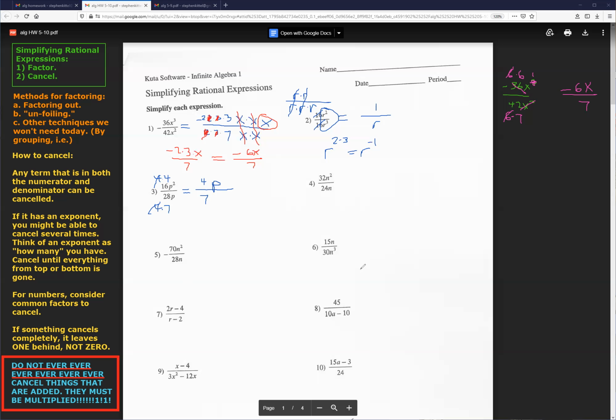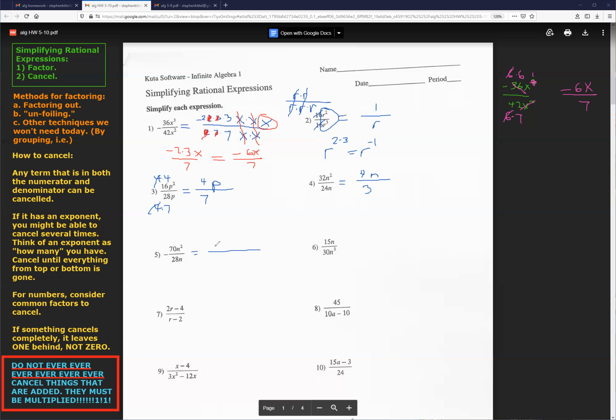Number 4, 32 over 24. There's a common multiple in there of 8. So if we divide each of those by 8, we get 4 over 3. N squared over n. So we'll cancel one n from top and bottom, and we're left with 4n over 3. And we're going to keep using this same idea.